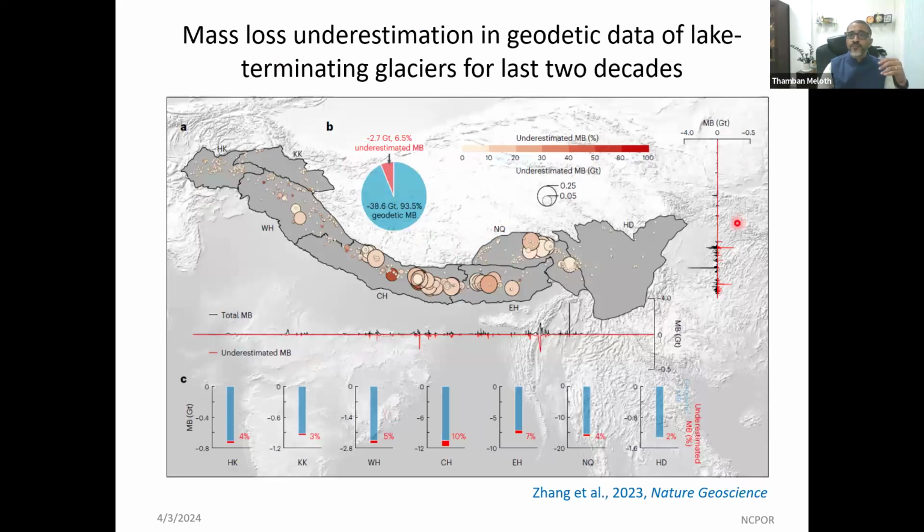So the geodetic data typically used to measure glacier mass loss could be underestimating by, in some cases, as high as 10%, which could be a very significant amount of glacier mass, in this case nearly 3 gigatons. And this underestimation is very significant in the central Himalaya and partly in the eastern Himalaya. So this is something we again need to consider when we think about what is being lost, as well as what it could be leading to in terms of disasters.